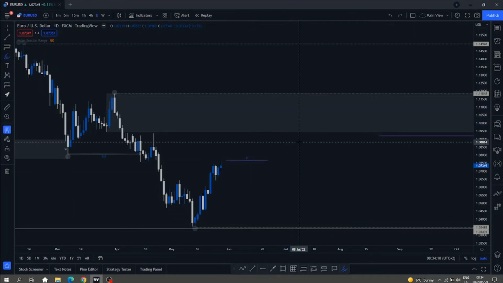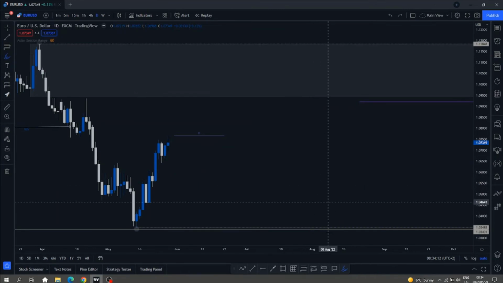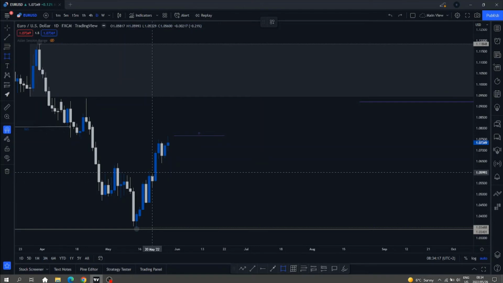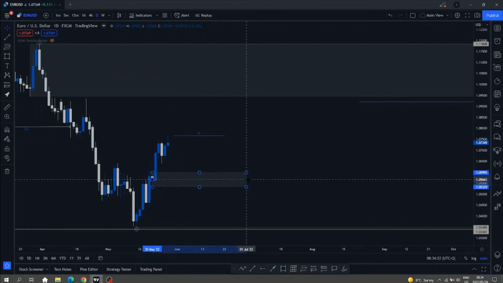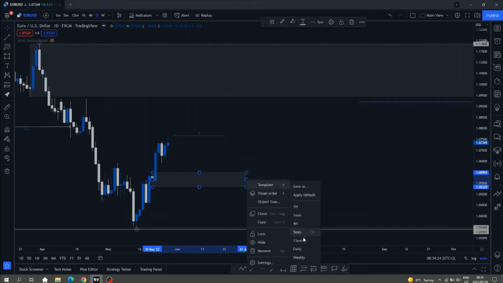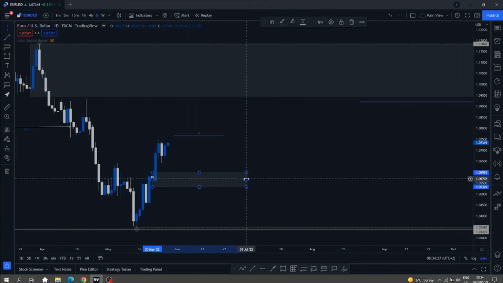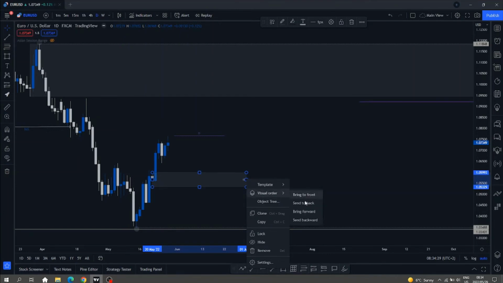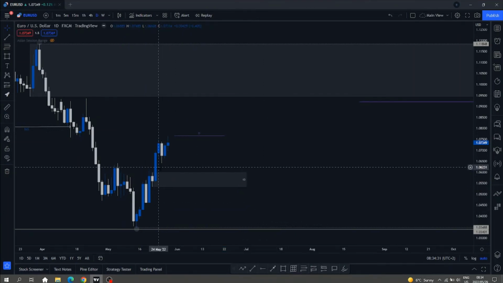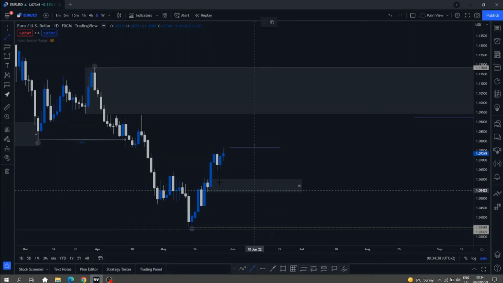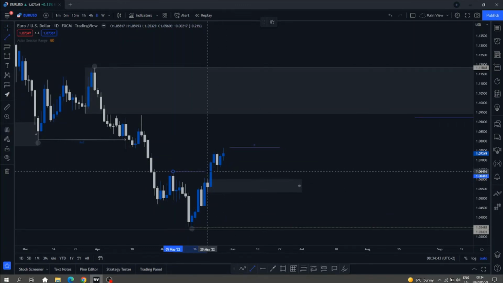All right, but if we are to see that pullback, where could that pullback potentially come into? The very first zone that I want to map out for you would be this particular daily demand in here. Now, the reason I like this particular daily demand is for two reasons. Obviously, we've got the imbalance that sits in here after this particular pause in price, but also because this demand zone led to our daily change of character in here.